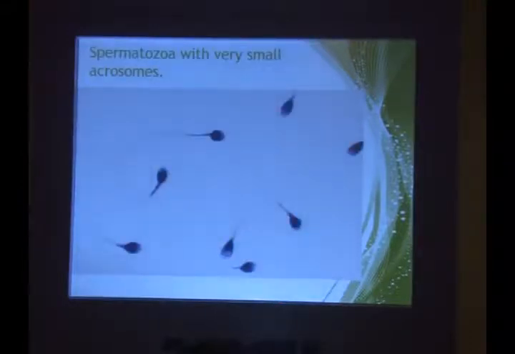Now this is a very subtle abnormality. Unless you are careful, you won't pick it up. Look at an apparently normal looking sperm with a small acrosome. What was our definition? 30 to 70% of the sperm head area. This is not happening. Here also it is not happening. Here also it is not happening. Here also it is not happening. So this patient has a very poorly developed acrosomal cap.